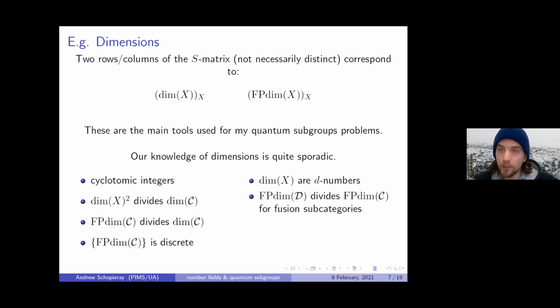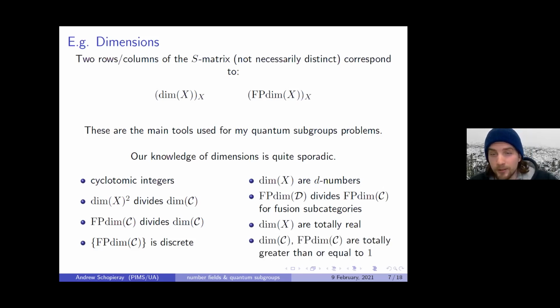We know that there's sort of a Lagrange theorem for Frobenius-Perron dimensions, which says that if I have a fusion subcategory, then its Frobenius-Perron dimension divides the Frobenius-Perron dimension of the big category. We know that the categorical dimensions of simple objects are totally real. And for instance, the categorical and Frobenius-Perron dimensions of the category are totally greater than or equal to 1. So all of their Galois conjugates are positive real numbers to the right of 1. So if you look at this list, which obviously isn't randomly generated, how do you classify all these facts together?